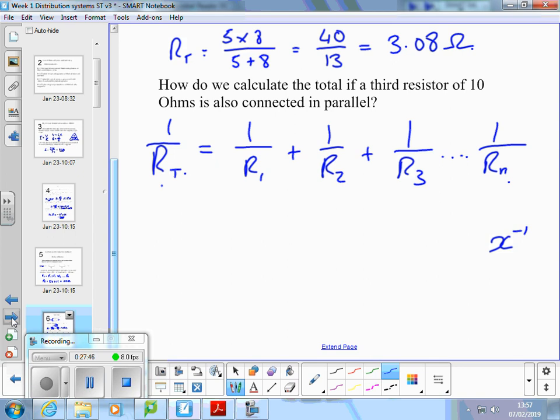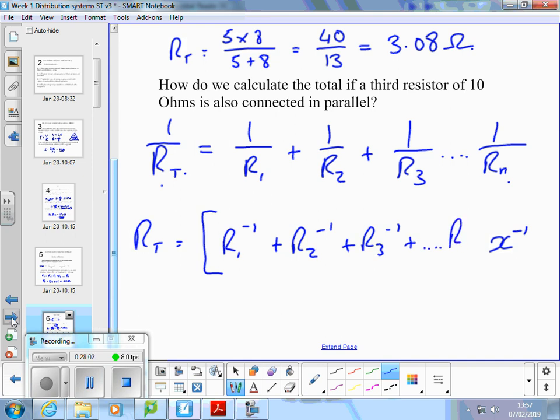Another way of writing this formula is to say RT is equal to R1 to the minus 1 plus R2 to the minus 1 plus R3 to the minus 1 plus Rn to the minus 1, close the brackets, all of it to the minus 1. So you're taking a reciprocal of everything in those brackets. With a modern calculator, certainly the Casio, that's probably the quickest and easiest way to do it.